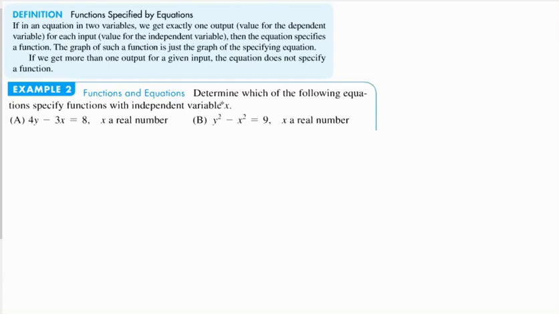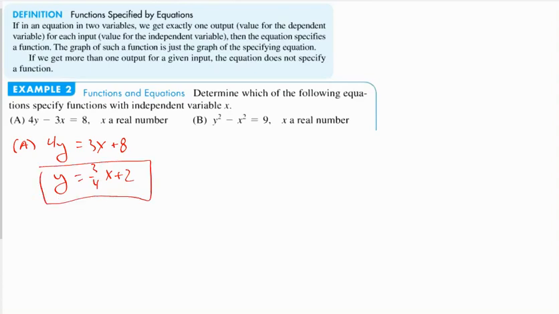So, example 2 asks to determine which of the following equations specify a function with the independent variable x. So for example A, we can rewrite this. For A equals 3x plus 8, y equals 3/4 x plus 2. So we've solved for y. This is a linear equation. If we were to graph it, we would start at 2 and then use the slope 3/4 to get additional points.